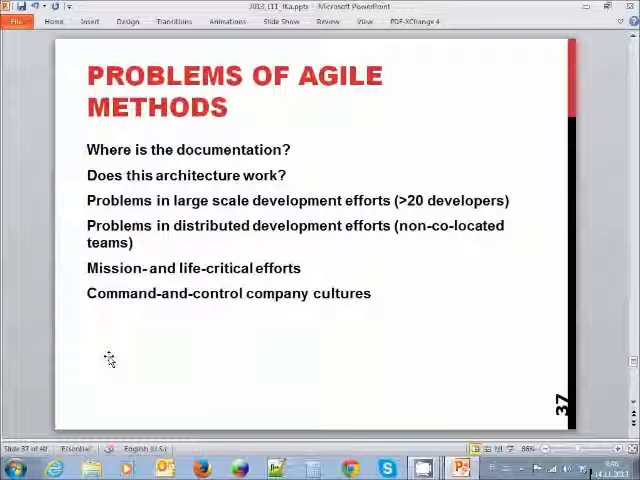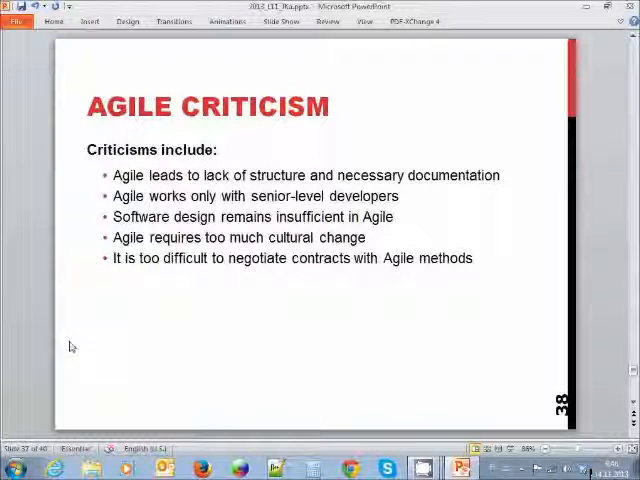These sort of problems. And of course, if we are doing something mission or life critical, we have to have documentation and design simply because the stakes for failing software are too high. So, the criticism mostly relies on these same things.